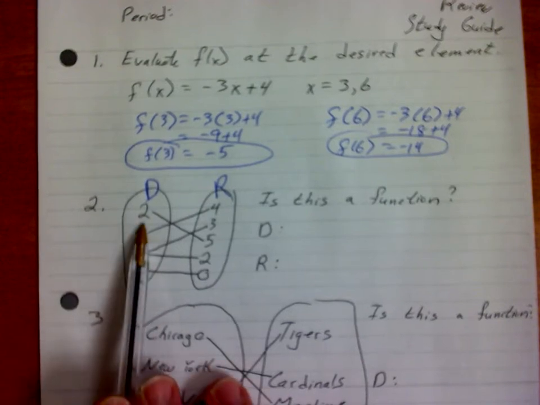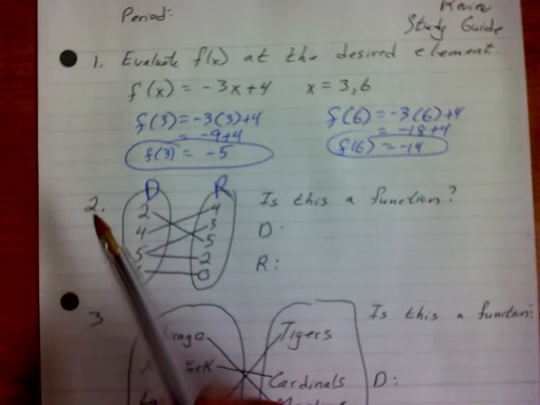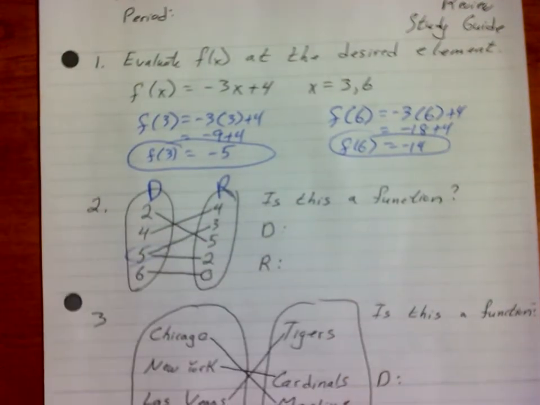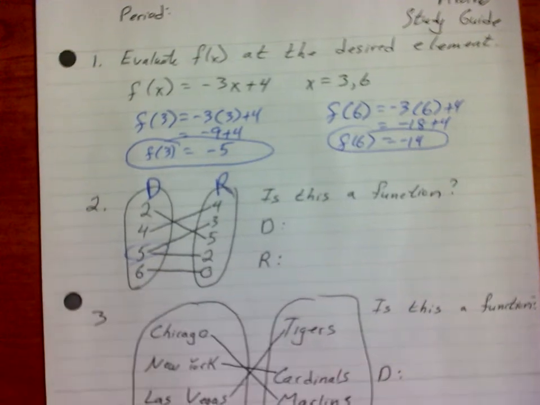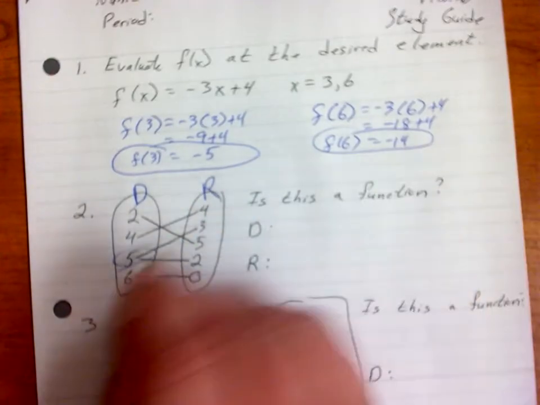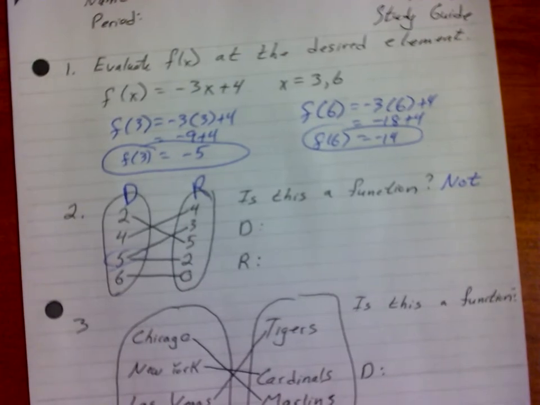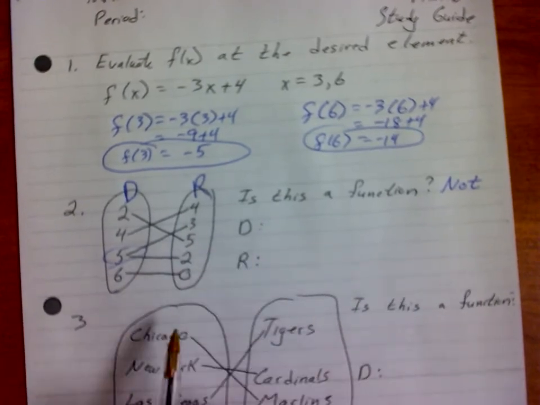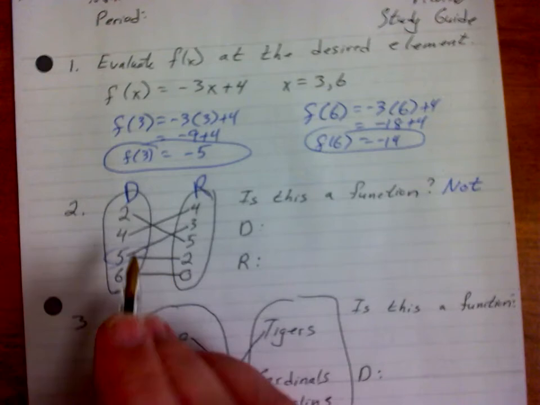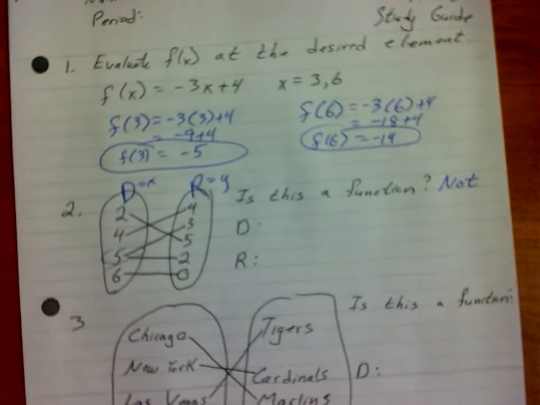Here we have to look to see if any of these have more than one line. So 2 only has one, the 4 only has one. Right here, 5 has 2 lines going off of it, meaning we have the points 5, 3 and 5, 2. Okay, so to determine if this is a function or not, this is not a function. Okay, but even though it's not a function, we can still define the domain and range. Now remember, the domain is the first circle. Okay, these are our x values. The range is the second circle, our y values.